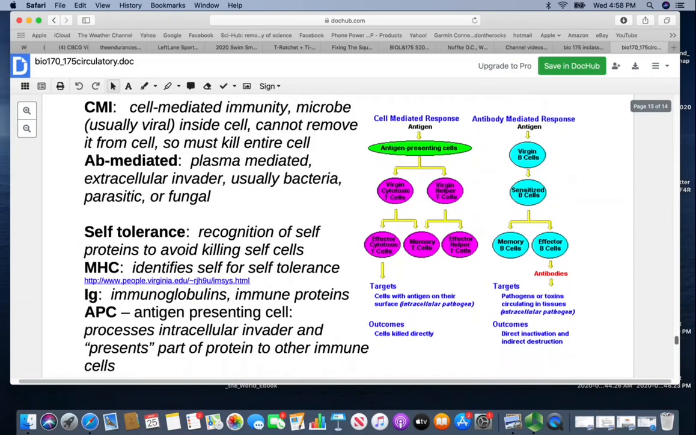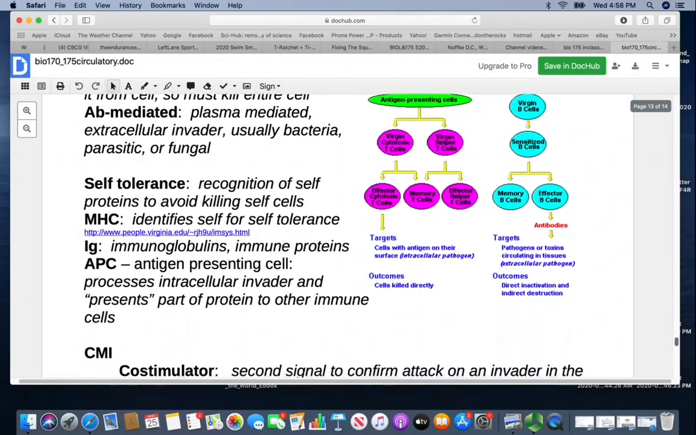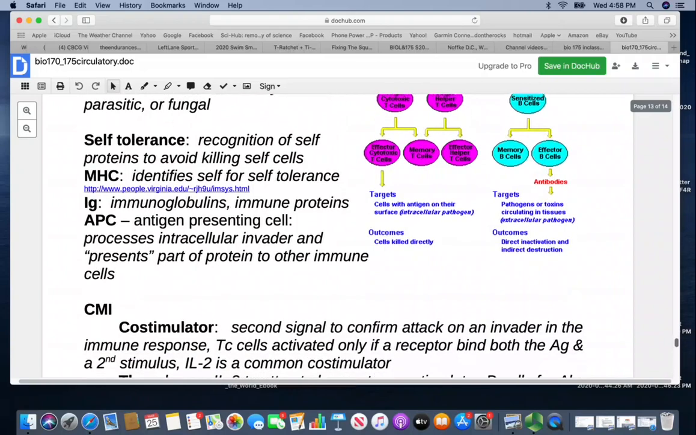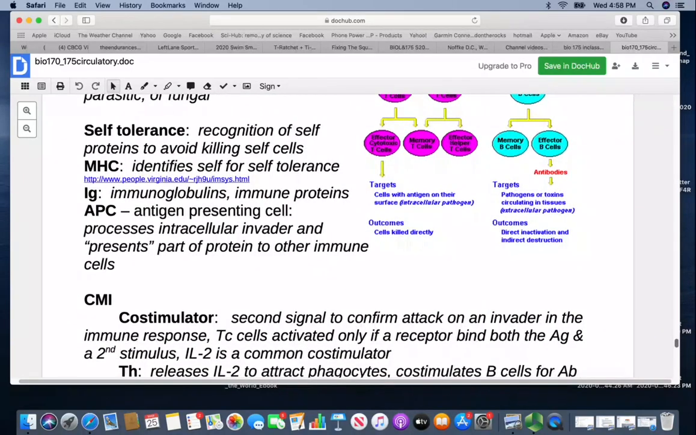One of the important things with our immune system is that we have self-tolerance. We need to recognize our self-proteins so that we avoid killing our own cells. We use that MHC, the major histocompatibility complex, to identify this. Your immunoglobulins are the immune proteins.